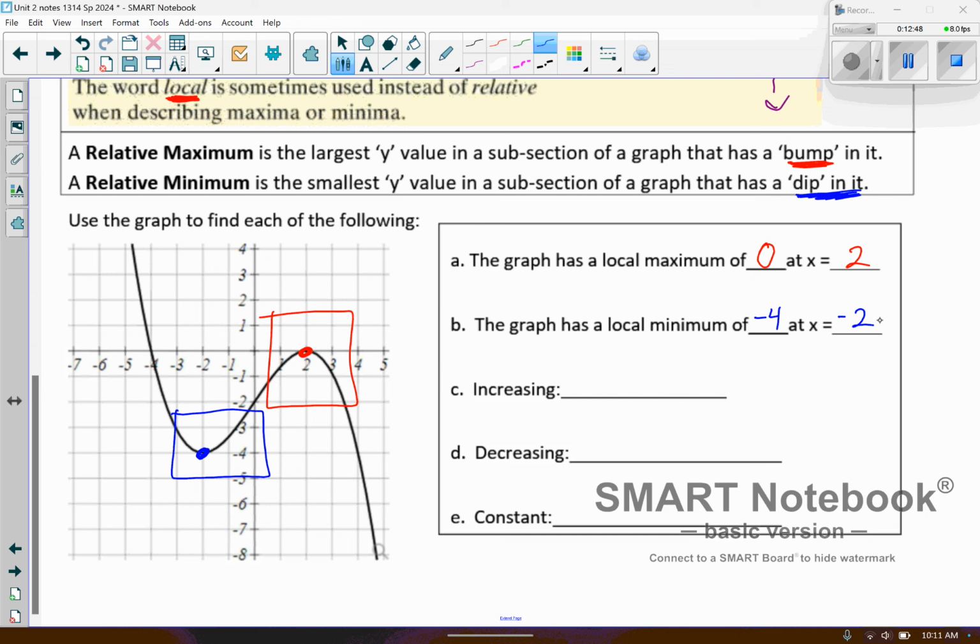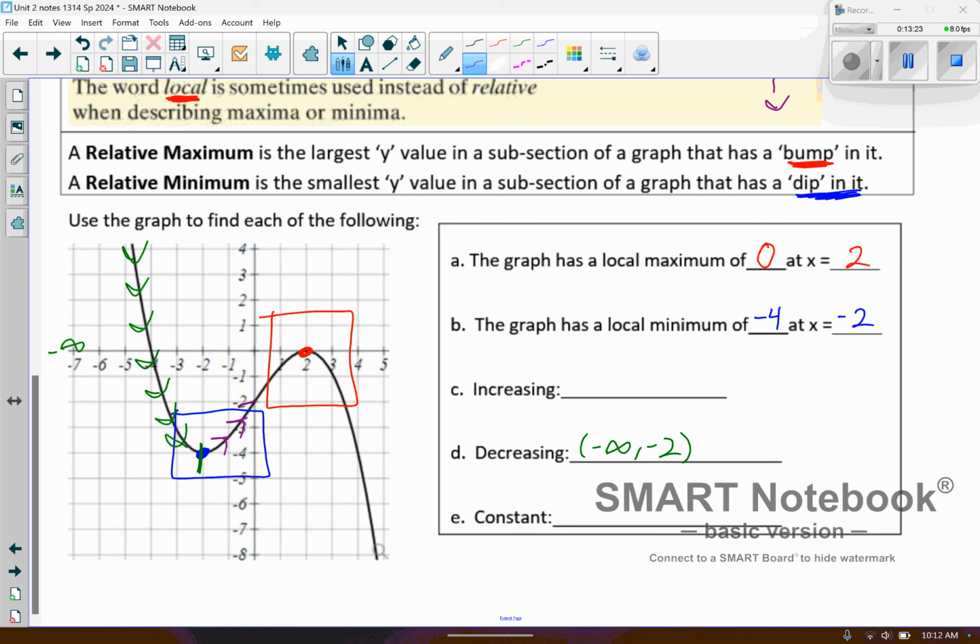And then you get a little extra bonus. You get to answer increasing, decreasing, and constant. You can see that we start off decreasing as we follow the graph from left to right until we get to that local minimum. That's occurring from negative infinity because this graph goes up to the left indefinitely. So we're decreasing from negative infinity until x is -2. And then once x gets to -2, we start to increase.